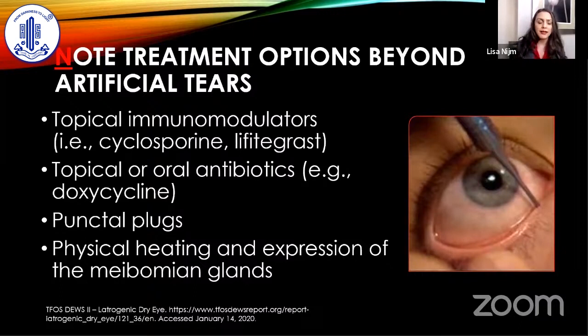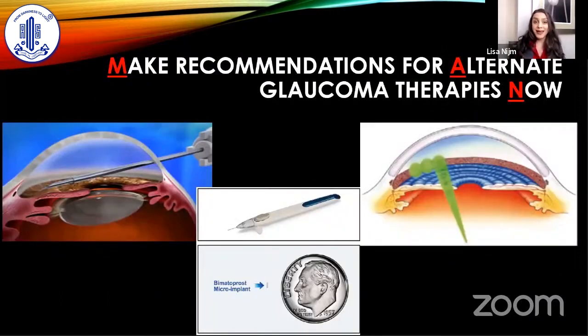Topical or oral antibiotics, punctal plugs, and something I've incorporated more recently in my practice has been the physical heating and expression of meibomian glands. We know that of dry eye patients, 86% of those patients, according to studies, have meibomian gland dysfunction. And so I have found, in the midst of conducting a clinical trial right now on this, that glaucoma patients have some of the worst meibomian gland disease and therefore benefit the greatest from this form of treatment. And then the Iron Man portion was to make recommendations for alternate glaucoma therapies.